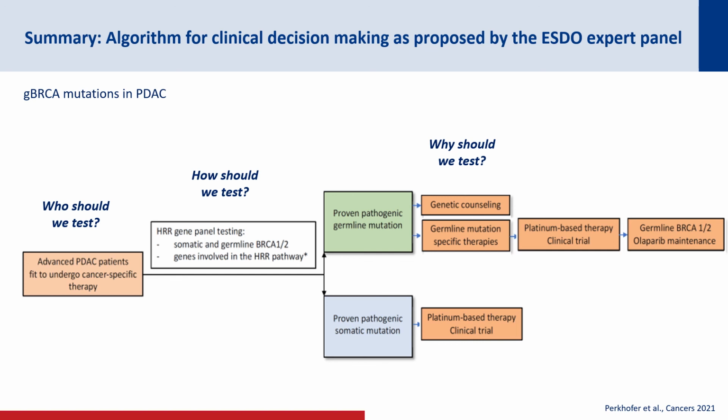Why should we test? In case of a proven pathogenic germline mutation, patients should receive a platinum-based chemotherapy or participate in a clinical trial, and receive an olaparib maintenance therapy in platinum-sensitive patients. In case of a proven pathogenic somatic mutation, the recommendation is a platinum-based therapy as well, or participation in a clinical trial.